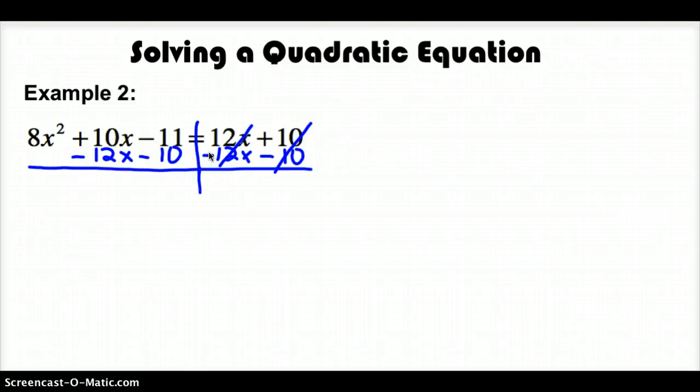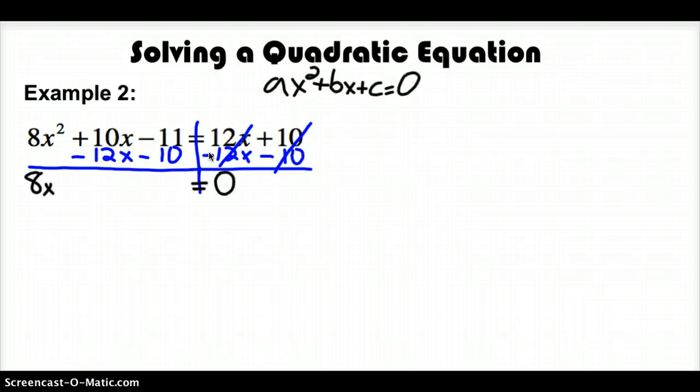We want to get this in standard form of ax squared plus bx plus c equals 0. That adds to 0, so that's great. That's exactly what we want. Over here we're just going to drop down this 8x squared. I'll get now a negative 2x, and then a negative 21 here.